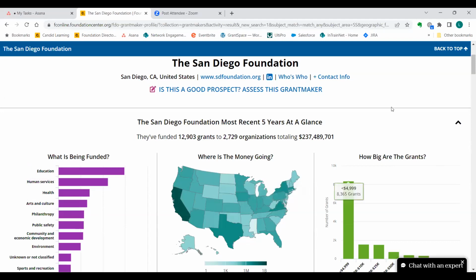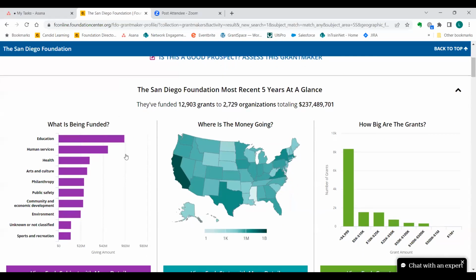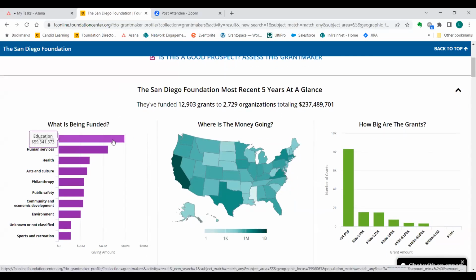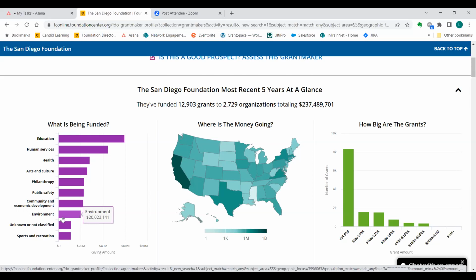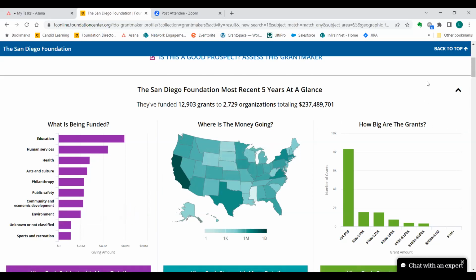These first grants give you a snapshot of the foundation for the last 5 years. In other words, what is being funded. So we see here that their main priorities are education, human services, health, and then these other things. So if you're looking for an education or human services organization, you know right away that this funder is very interested in those things. If you're an environmental organization, they're less interested, but they do still have some grants that they've made to the environment.